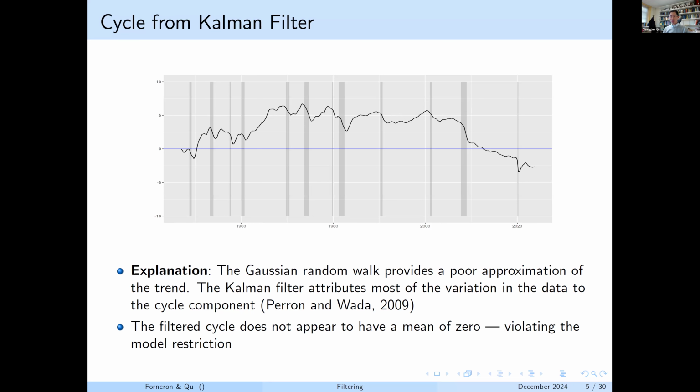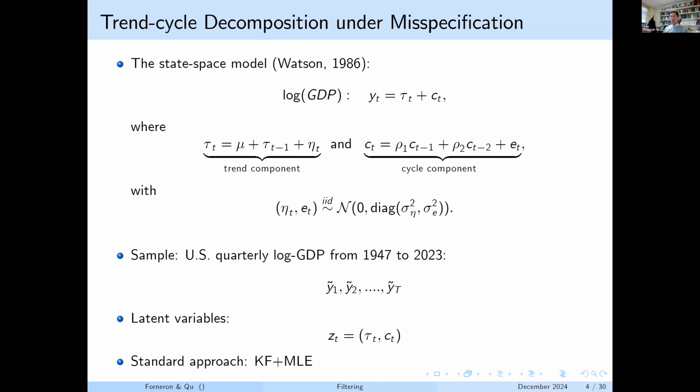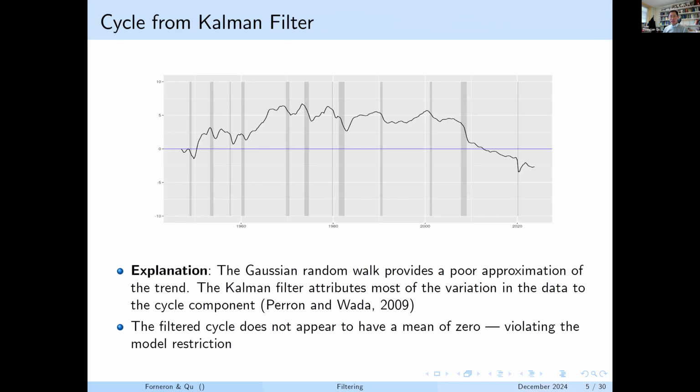In addition to that, the filtered cycle does not seem to have a mean of 0, which contradicts the model restriction. If we go back, you see that this cycle component is meant to have mean zero, and the actual estimate is mostly positive. So we have some sort of model inconsistency showing up in this figure.